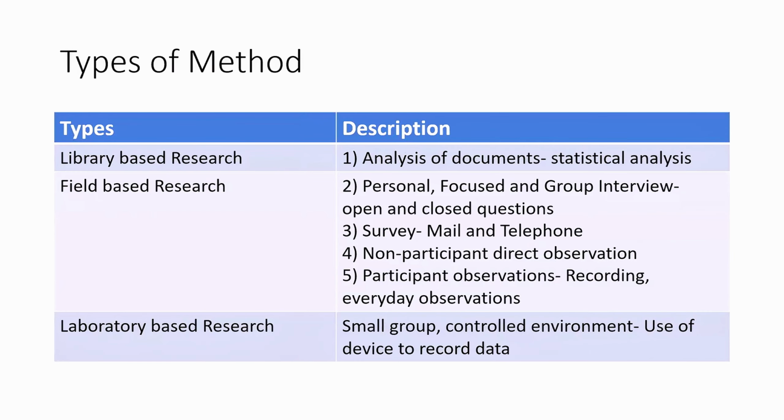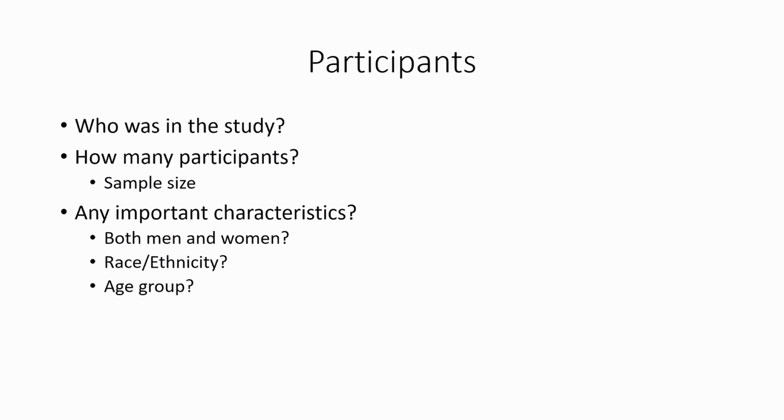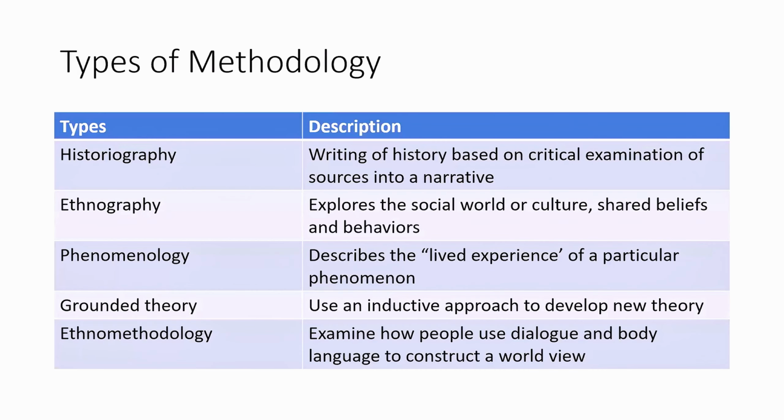Now, types of methodology. If you observe, I talked about types of methods here. Then here, I want to talk about types of methodology. Now, under this type of methodology, we talk about historical nature, ethnography, phenomenography, grounded theory, ethnomethodology. Now, under historiography, you are talking about writing or conducting a research that has to do with history.